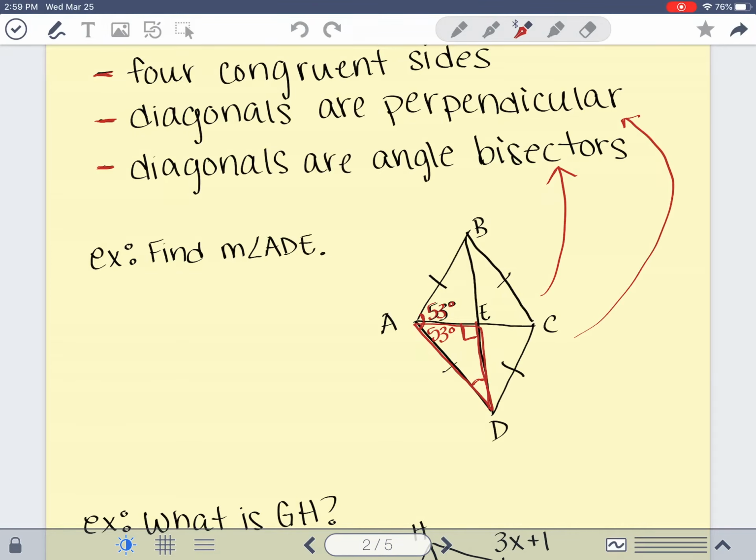And then we have a nice little triangle here. You can see this triangle. So if we do 180 minus 90 minus 53, I believe we get 36. Let me think about that. 90 minus 53, yes, we get 37. So the measure of angle ADE is going to be 37 degrees.